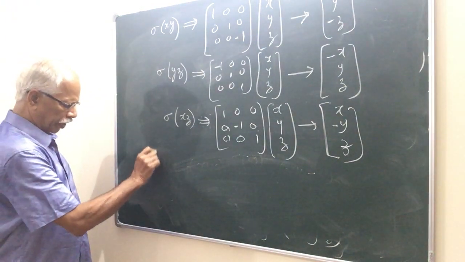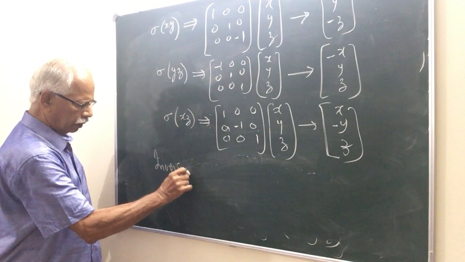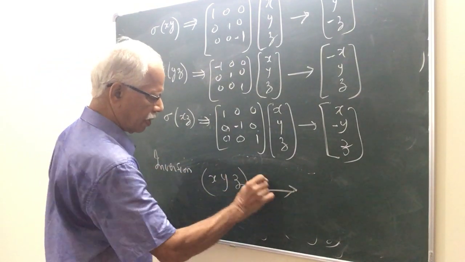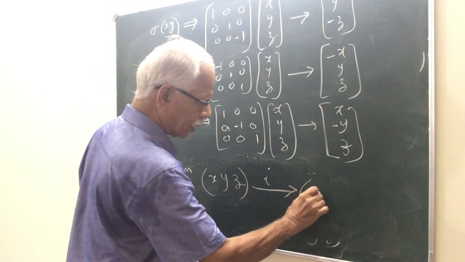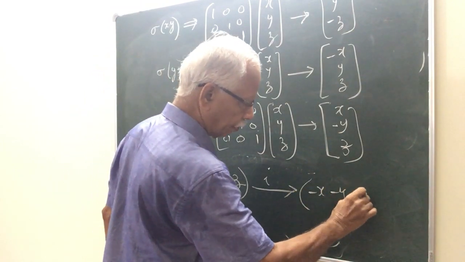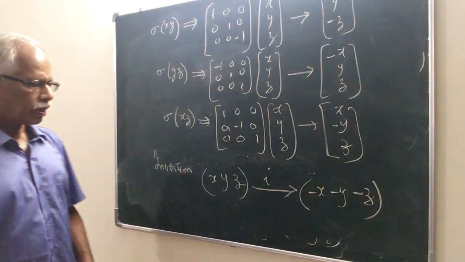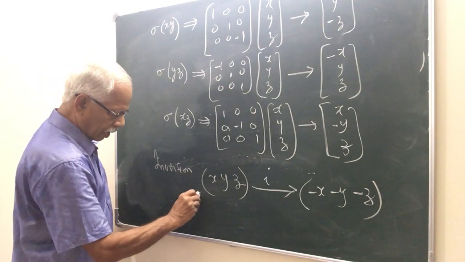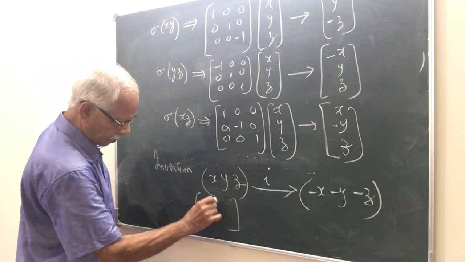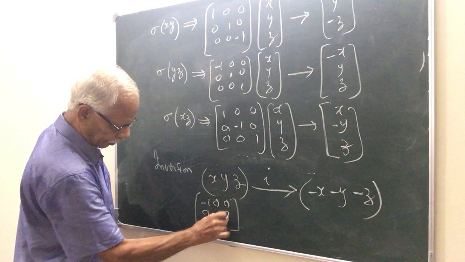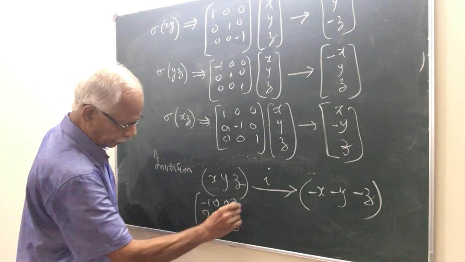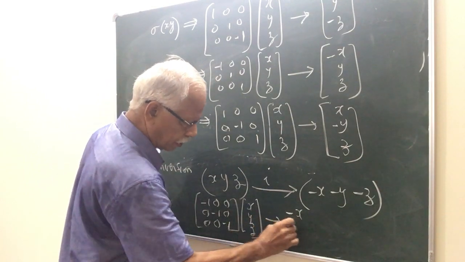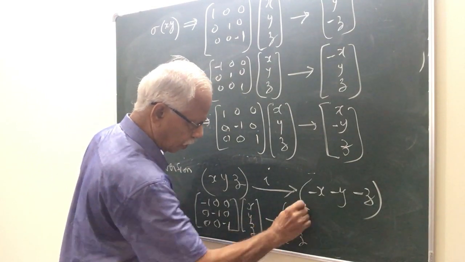Now the inversion operation. We know that inversion of the set of coordinates x, y, z changes all these to their negative values. So the matrix equation to denote this change will be a negative unit matrix multiplying into x, y, z, so that the answer will be minus x, minus y, minus z, such a column matrix.